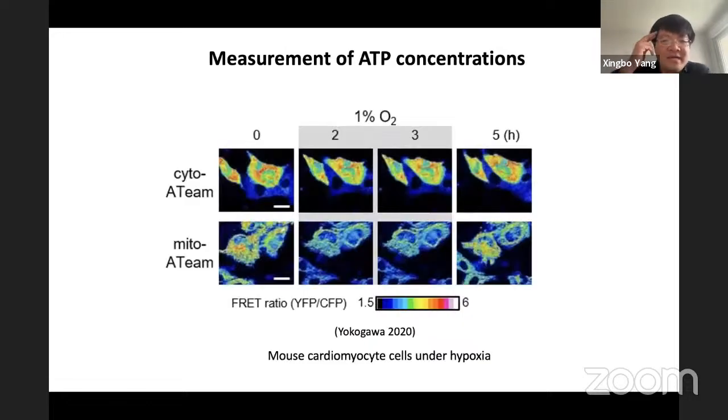So for example, here's just an example of people using that. The cool thing about these sensors is that it's a protein sensor, right? So you basically transfect your cell. They express that, and you can even target it to different compartments, right? You can add a mitochondrial targeting sequence and they're going to go into mitochondria. Or they just stay in the cytoplasm. So you can measure cytoplasm ATP level or mitochondrial ATP level, right?